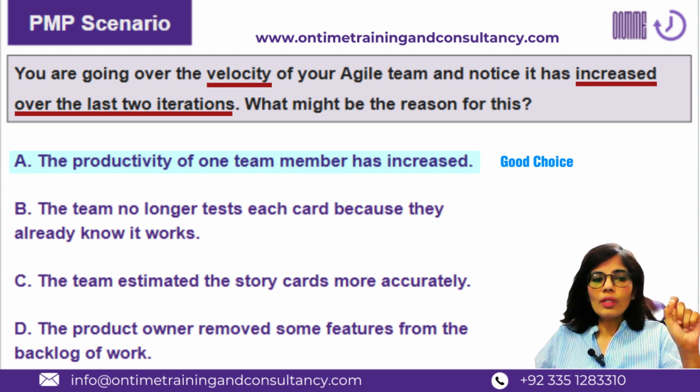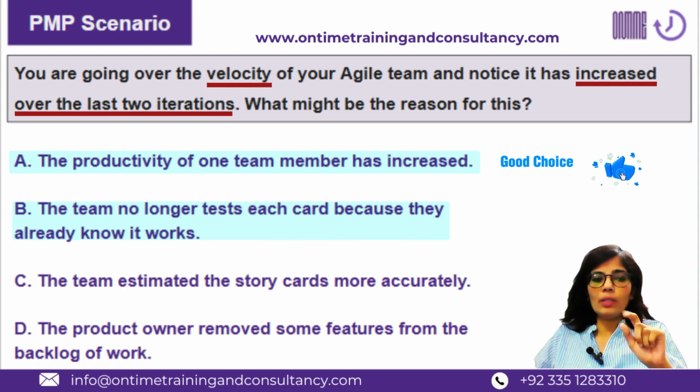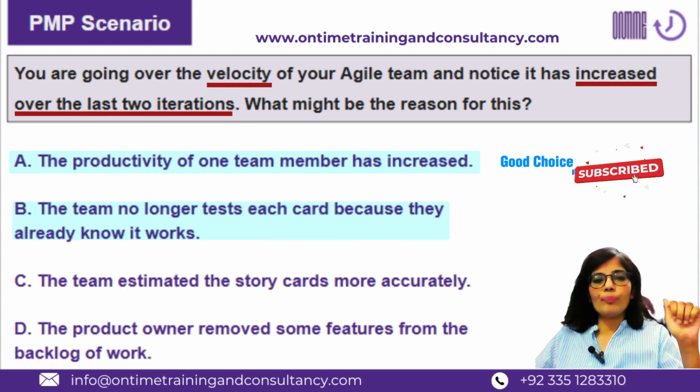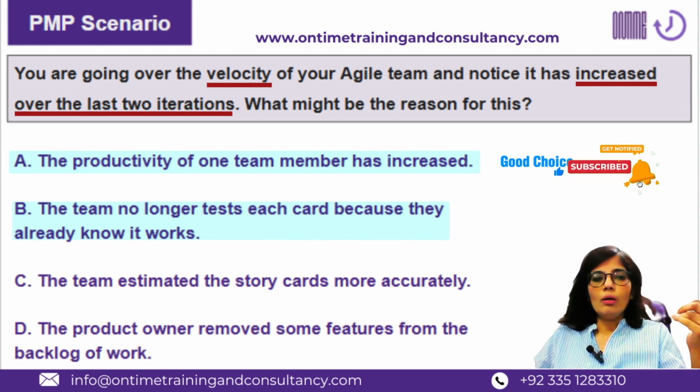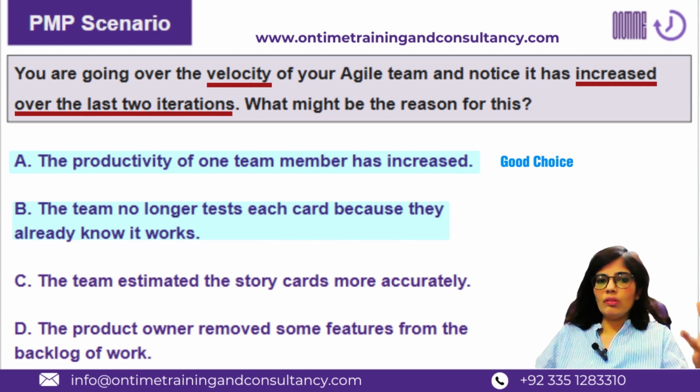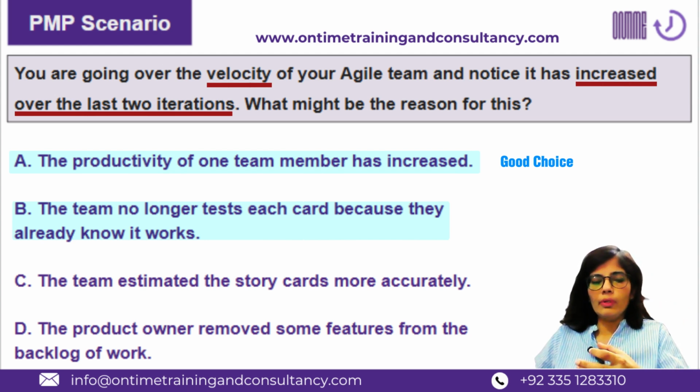Let's check option B. Option B says the team no longer tests each card because they already know how it works. Of course, option B is not the choice, because no matter what the situation is, skipping the testing or QA step in any iteration is not even a choice to consider. Verification is needed. A definition of done is needed at a team's level. A QA or QC process is needed at a team's level. So the team is skipping an important check and balance mechanism and expecting that the performance would be increased. That doesn't make sense. So B is out.